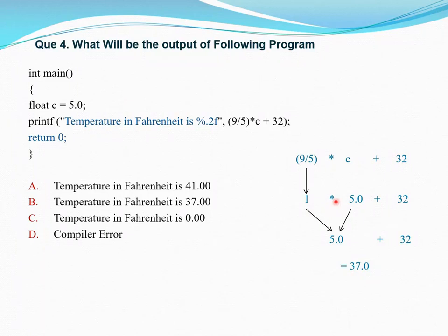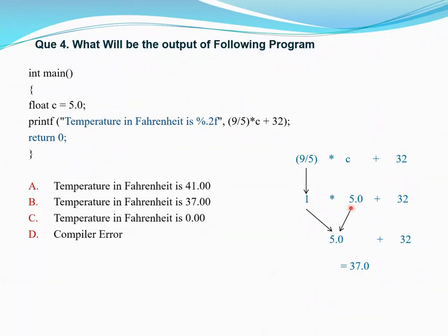After that, into C. The value of C is 5.0, and then plus 32. So this is the new expression, and it will be evaluated then. Firstly, 1 into 5.0 will be calculated. So obviously it will be equal to 5.0. 1 into 5.0 is of mixed mode arithmetic type.